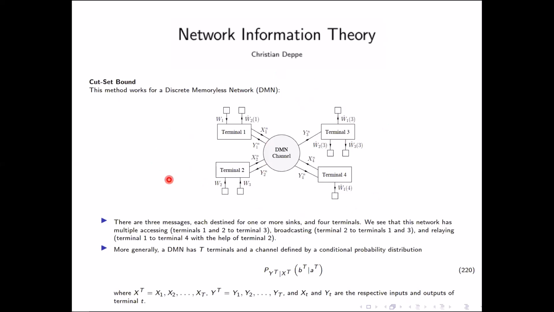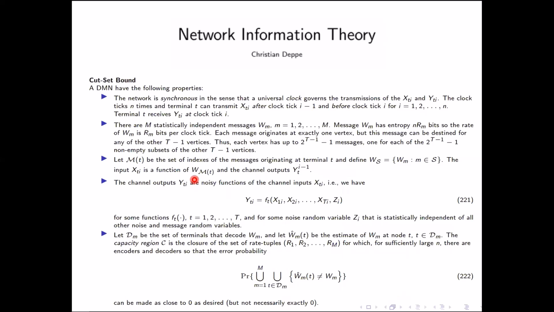So, what did we do? What we want to get now is a general method to get an upper bound for the capacity region. The idea, therefore, is that first we come to more properties of this network. For our theorem to hold, it must be synchronous. That means we have a clock which always synchronizes everything. So at every step, xi is sent and yi is received. So you see here x_ti and y_ti are sent or received at clock tick i-1.